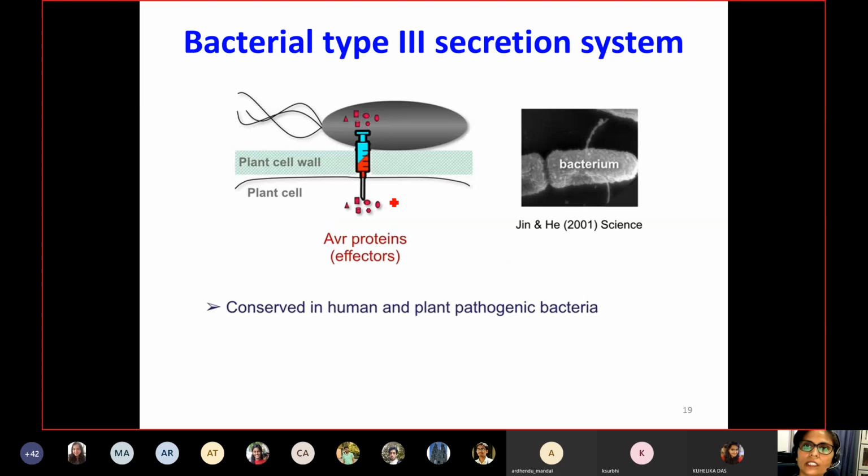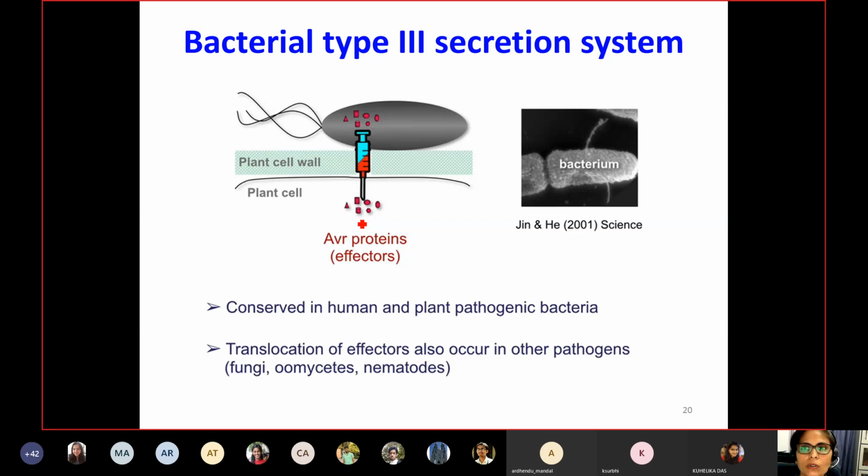Basically, this type 3 secretion system is highly conserved in animal as well as plant pathogenic bacteria. For example, this is shown as a syringe kind of system, and when you see here, this is the syringe and the red molecule is your effector molecule, and that is getting inside your cytoplasm or cytosol.